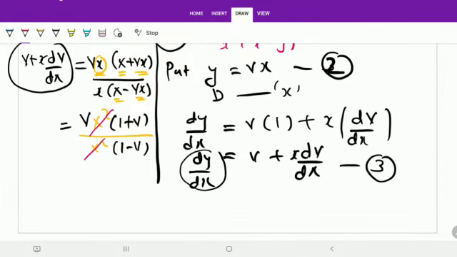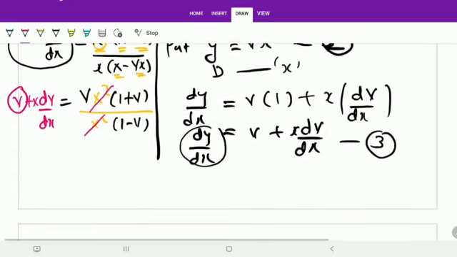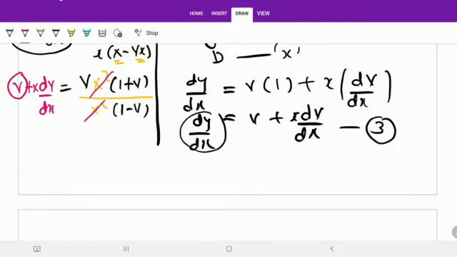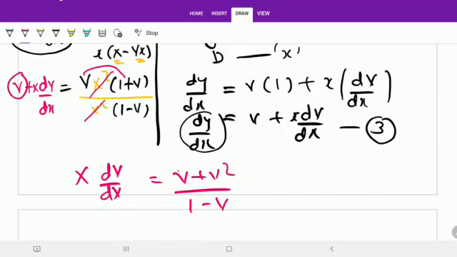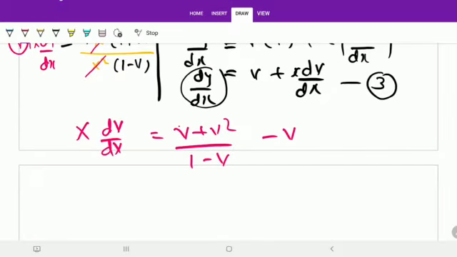On the left hand side, I'll keep it as it is, v plus x dv by dx. In the next step we take v to the other side. If I take v on the other side, observe what will happen. I get x dv by dx equal to, opening the bracket, v plus v square upon 1 minus v, minus v on the other side. So we just simplify this.